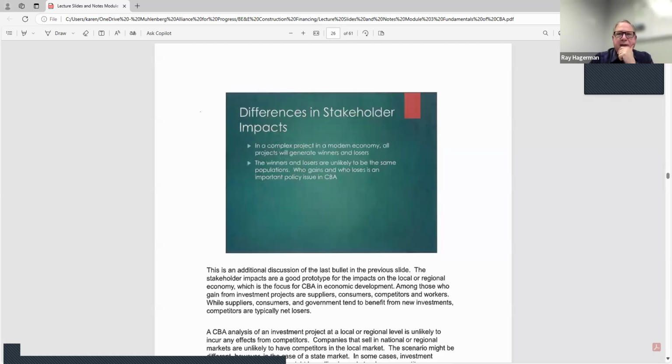So usually the issue in CBA comes up when you have different perspectives for stakeholder impacts. And as we said a few slides back, the more complex we are in a modern economy, we absolutely know that there will be winners and losers. Those are sometimes hard to measure, but even more so, the winners usually are a different set than the losers.